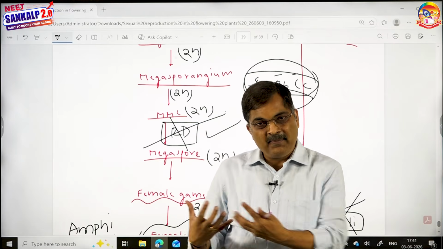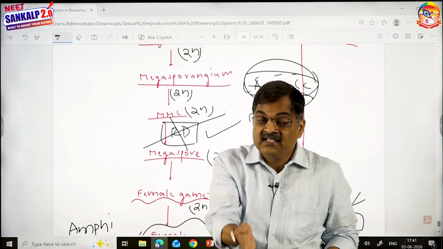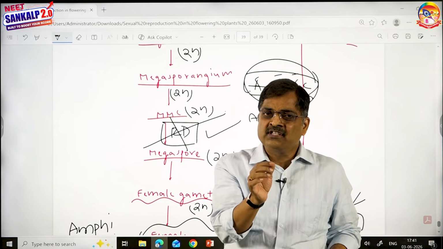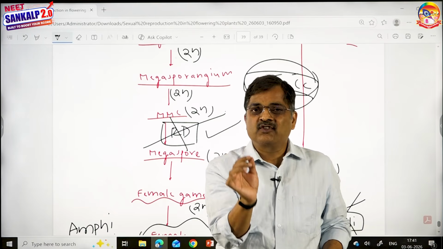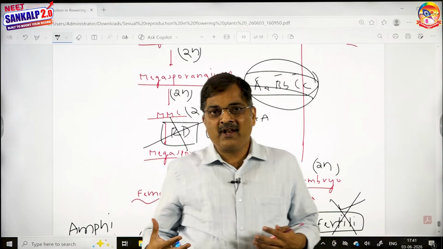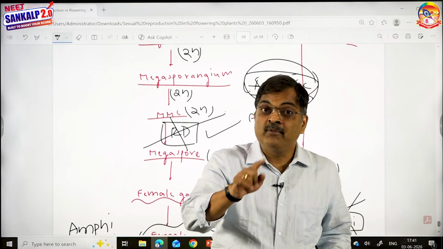Make it dry. Keep it dry for a few days. After that, take a section of that seed. Then you're going to see many tiny white colored structures, small globular structures inside. A seed should have an embryo. It can't be endosperm. Definitely it should be an embryo. Yes, but there are many embryos.